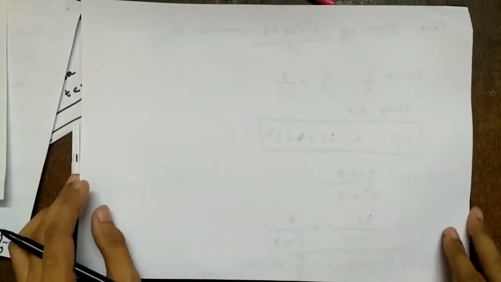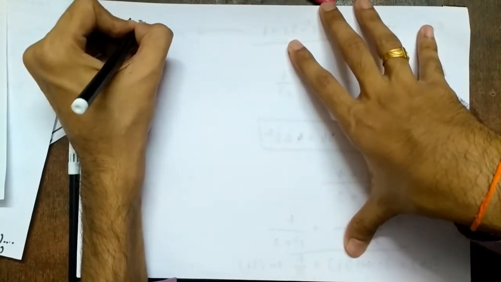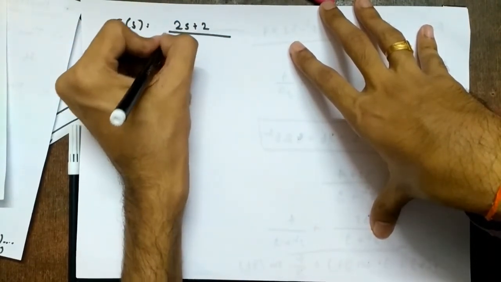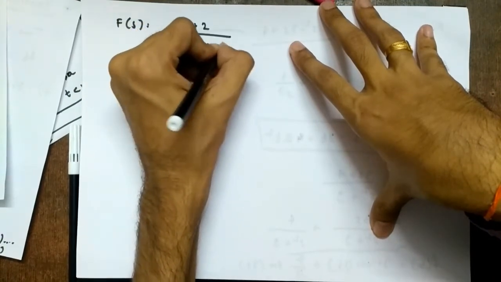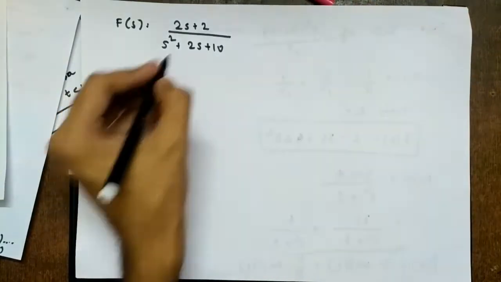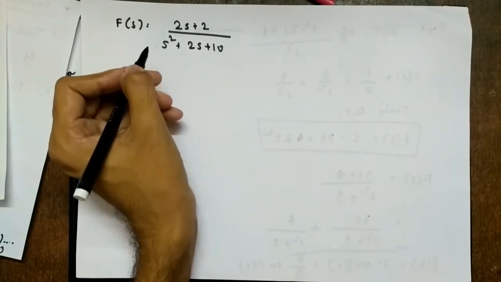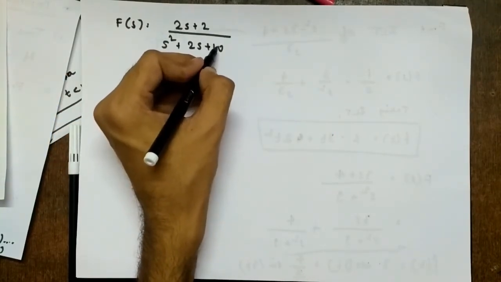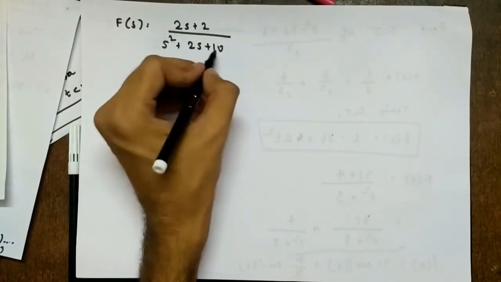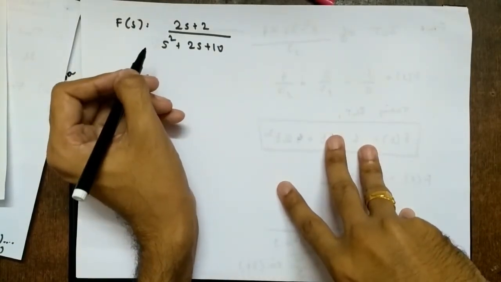So next, you may have to do some manipulation. So if I have (2s plus 2) upon (s square plus 2s plus 10), what you can do? This is not of the form s square plus 9, where you can write s square plus 3 square, right? But what you know, 9 plus 1 means 3 square plus 1. So you can probably make a square of this, right? This is called the method of completing the square.